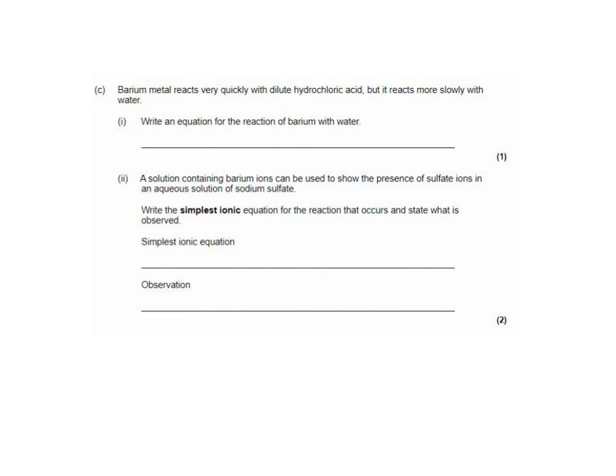I'm not sure how much Group 2 chemistry you've done with Miss Clark yet, but this is part of the question. I thought we could go through it anyway. So write an equation for the reaction of barium with water. Well, barium, Ba, reacts with 2 water molecules to form barium hydroxide, Ba(OH)2, and some hydrogen gas.